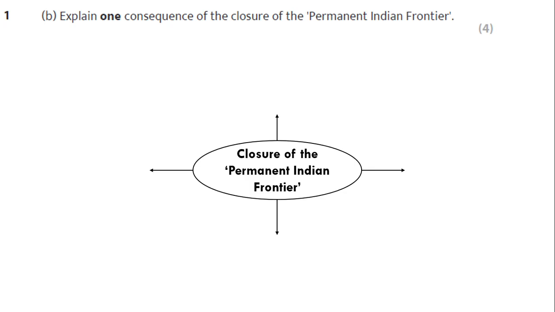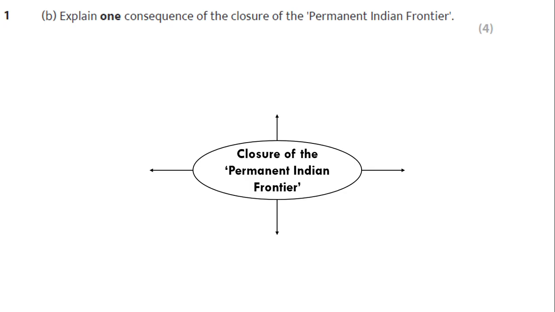Now, the specification now puts the permanent Indian frontier in quote marks. So it's worth you remembering that so that you can write about it appropriately. You're not going to lose any marks if you forget the quote marks, but it's worth knowing that's how it would be presented. So there are 4 main consequences of a permanent closure of a permanent Indian frontier.